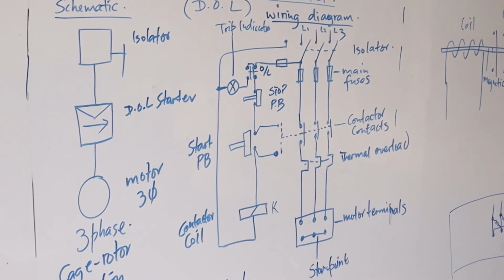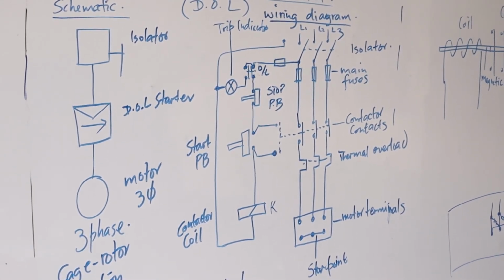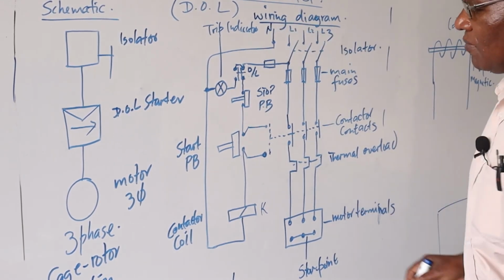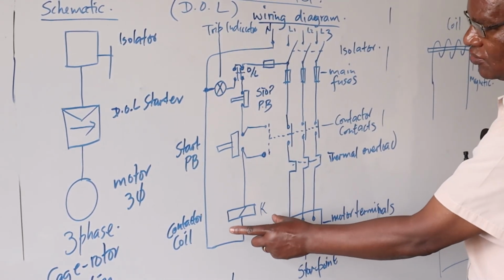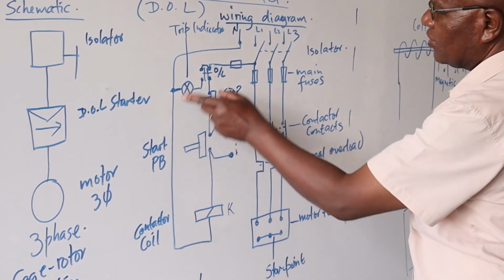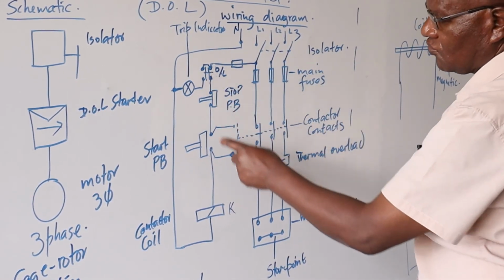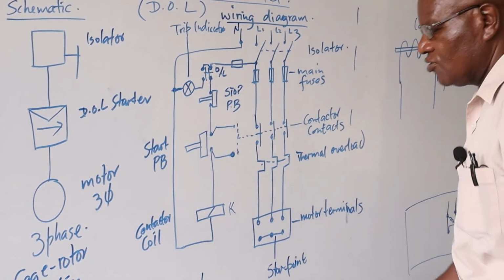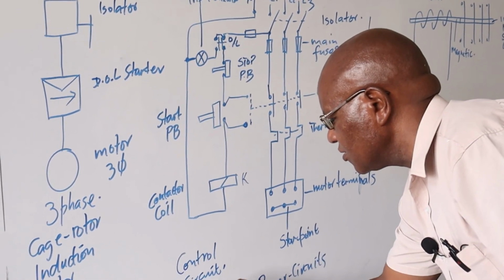Now, how does it operate? Before we look at the operations, let's talk about the contactor. The contactor I'm using here is connected, you can see, from L1. The circuit goes all the way back to the neutral. So this contactor here is operating on 240 volts.